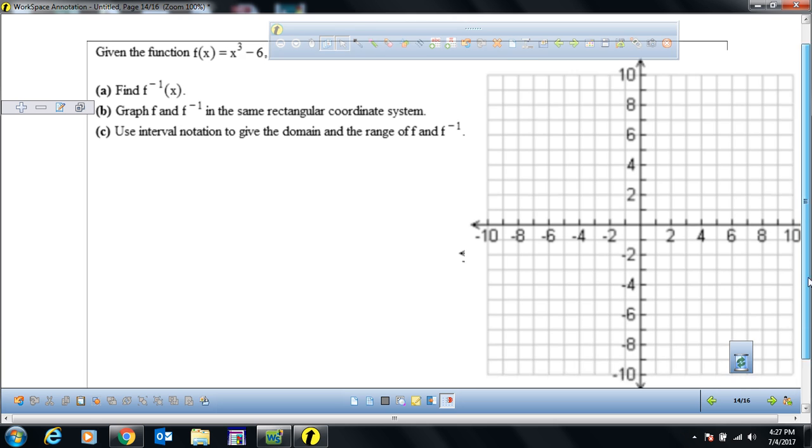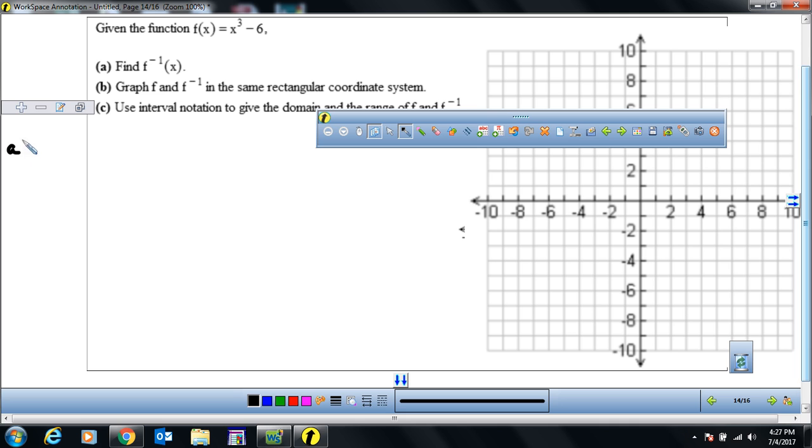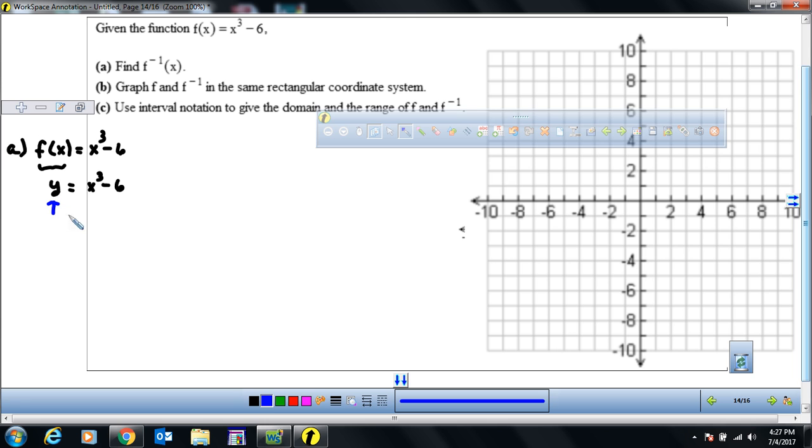So, we are going to begin by finding the inverse of that function, letter A. To find the inverse of a function, the first thing that we got to do is replace the f of x with the y. So that gives me y equals x raised to the third power minus 6. Next, we need to interchange the x and the y values. So the y is going to become x and the x is going to become y. So we get x equals y raised to the third power minus 6.